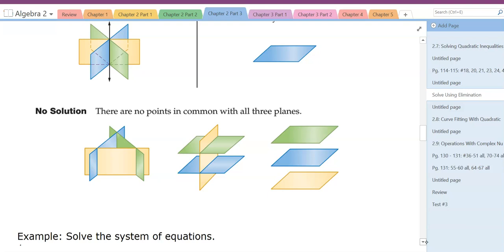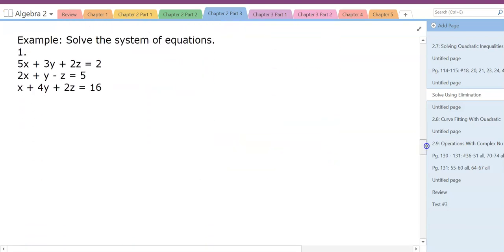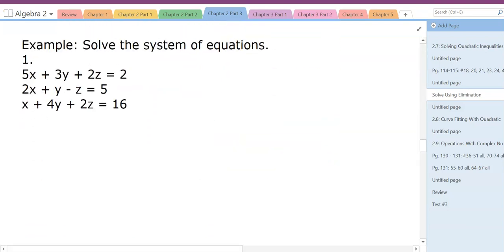So we're going to do some examples of actually solving these now. If you get to the next page, this is when we see the first one.